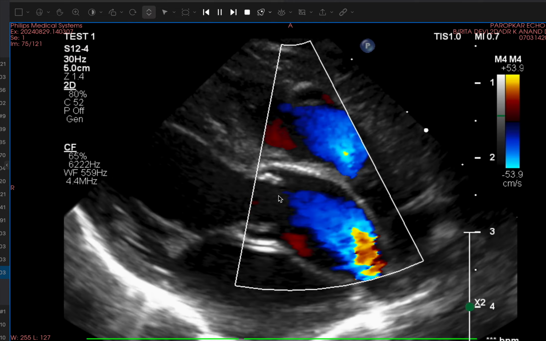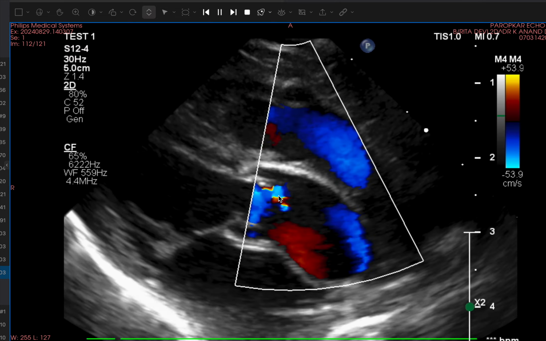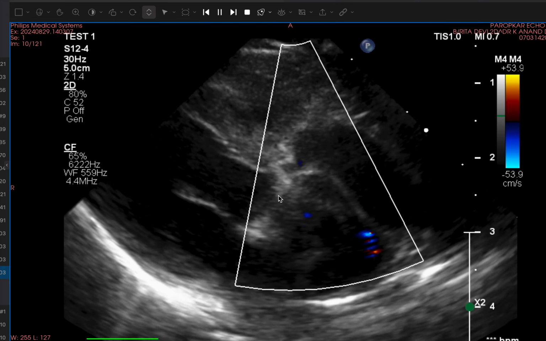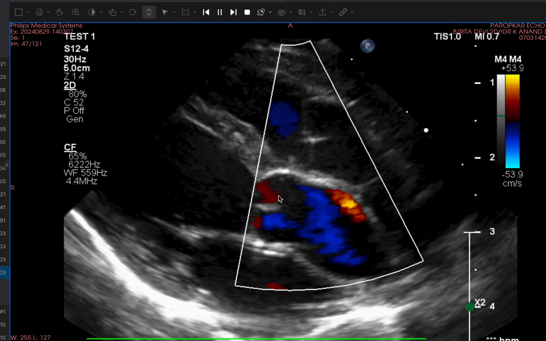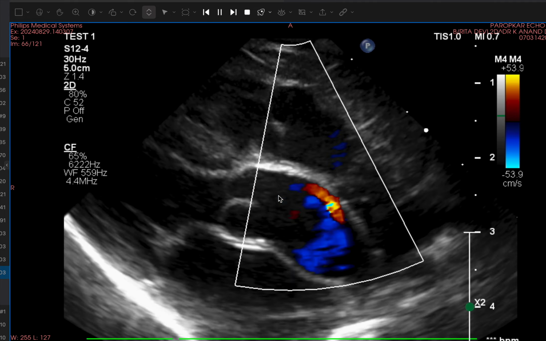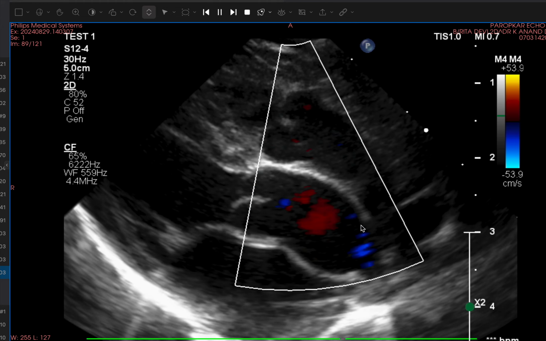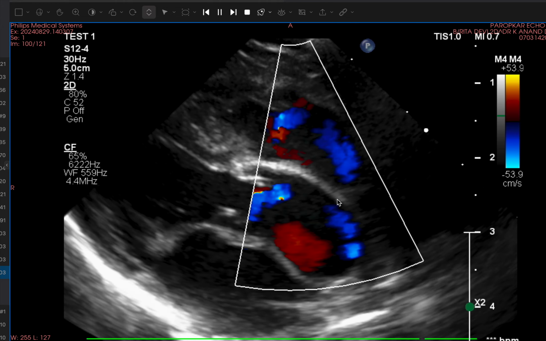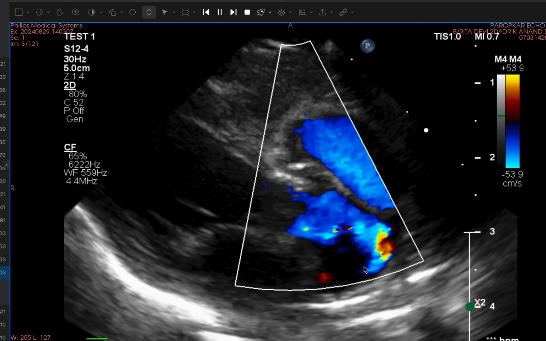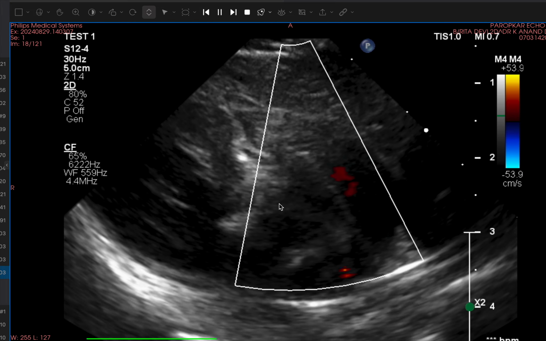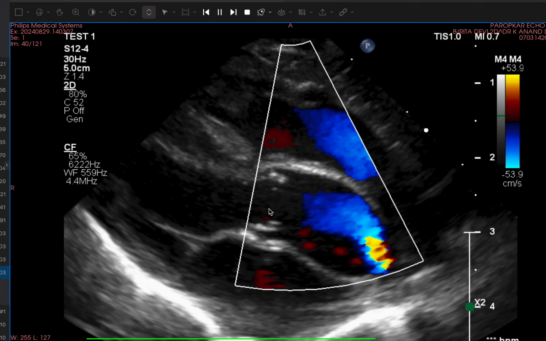So this is the case of D-transposition of great arteries, because there is AV concordance. So VA discordance, AV concordance, that is called D-transposition of great arteries. At the same time, you can see the patent ductus arteriosus flow, this red flow within pulmonary artery. This red flow is flow coming from aorta. So again it is indicating this is pulmonary artery.